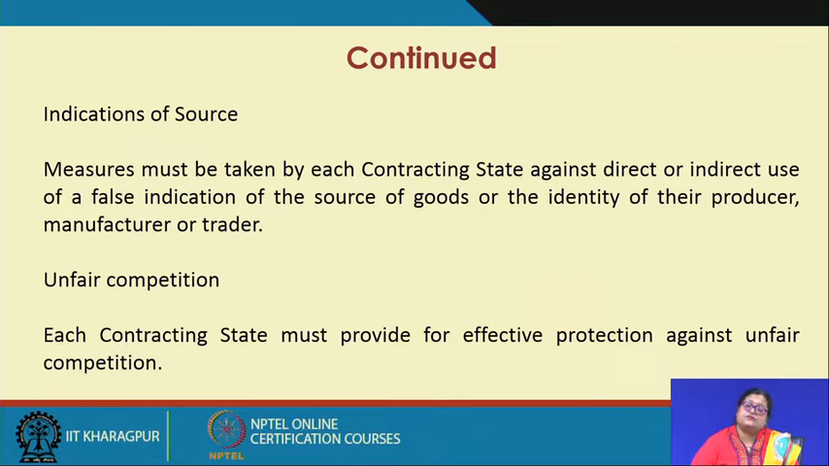Indications of source. Measures must be taken by each contracting state against direct or indirect use of a false indication of the source of goods or the identity of their producer, manufacturer or trader. Unfair competition. Each contracting state must provide for effective protection against unfair competition.